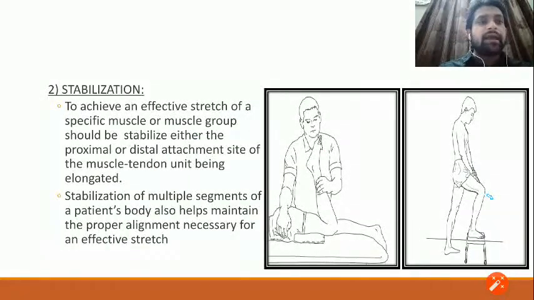Stabilization. The main purpose of stabilization is to avoid substitute motion or accessory movement during the stretching maneuver, mainly by supporting or stabilizing the proximal joint. To achieve an effective stretch, a specific muscle or muscle group should be stabilized at either the proximal or distal attachment site of the muscle tendon unit being elongated. Stabilization of multiple segments of a patient's body also helps to maintain the proper alignment necessary for an effective stretch.